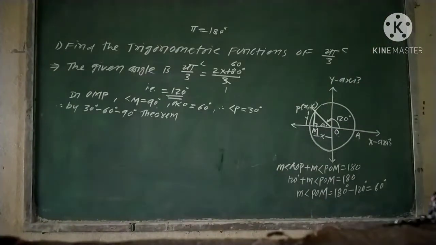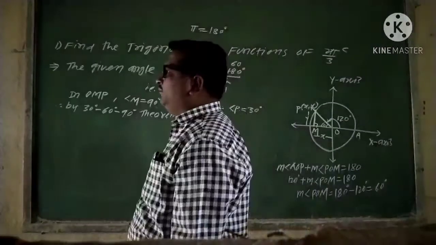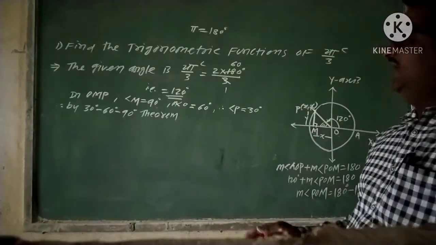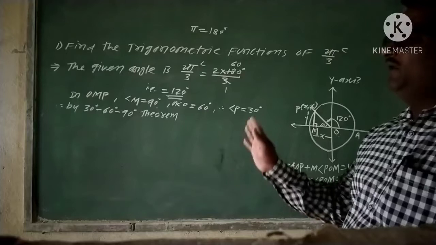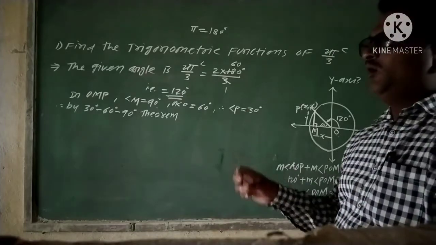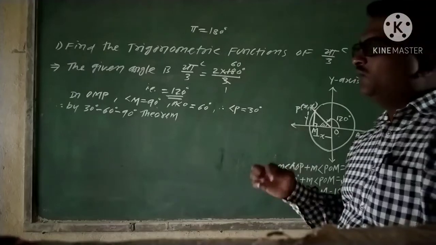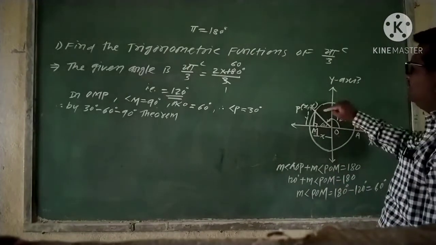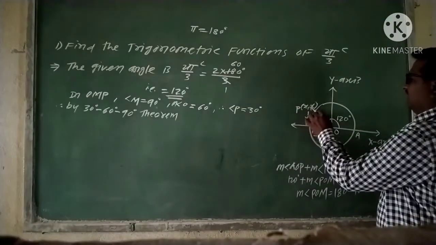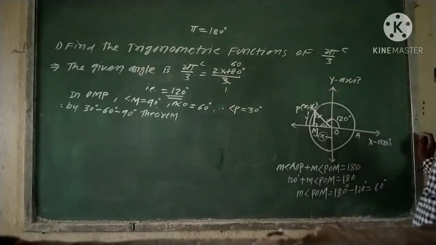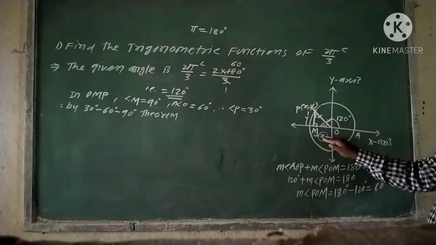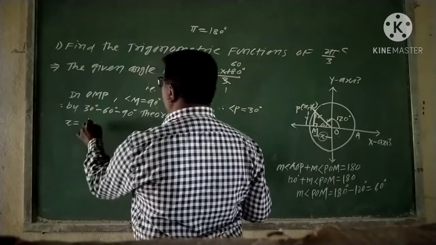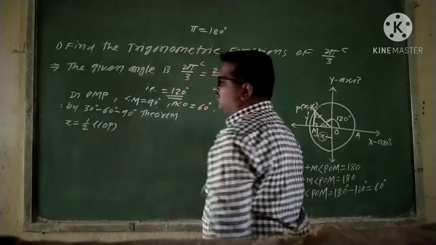In the last period, we studied the 30-60-90 theorem. By the 30-60-90 theorem, the side opposite to the angle of measure 30 degrees is half of the hypotenuse. In that triangle, the angle is of measure 30 degrees and the side opposite to it is x, so we can write x equal to half the length OP.